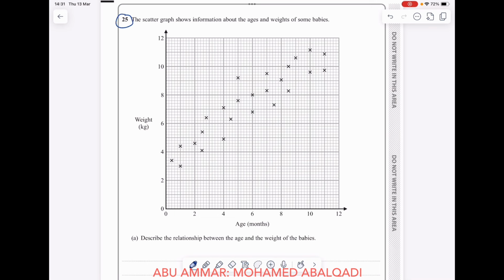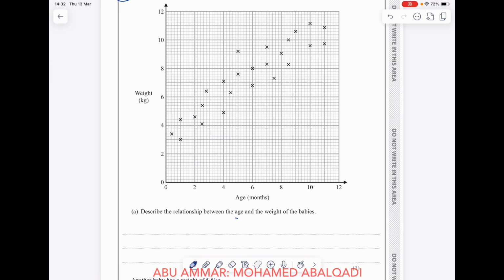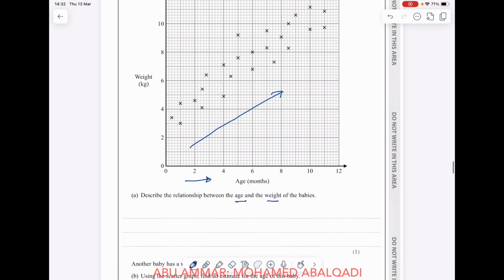Question 25 is our next question, and is about a scatter graph which shows information about the ages and weights of some babies. So question 25a says, describe the relationship between the age and the weight of the babies. As you can see from our scatter graph, as the age increases, the weight increases. So we write here, as the age increases, the weight increases.